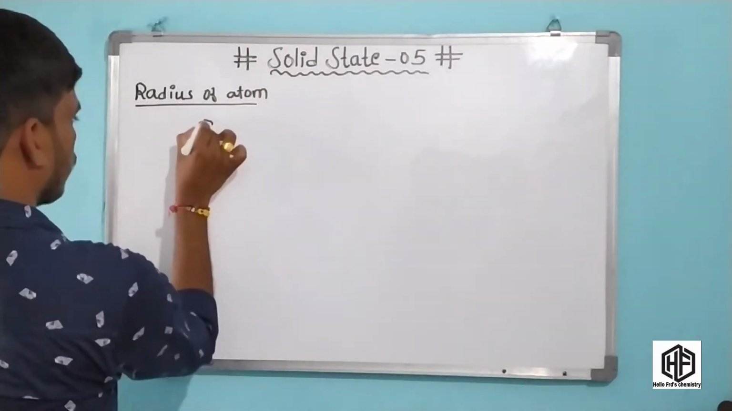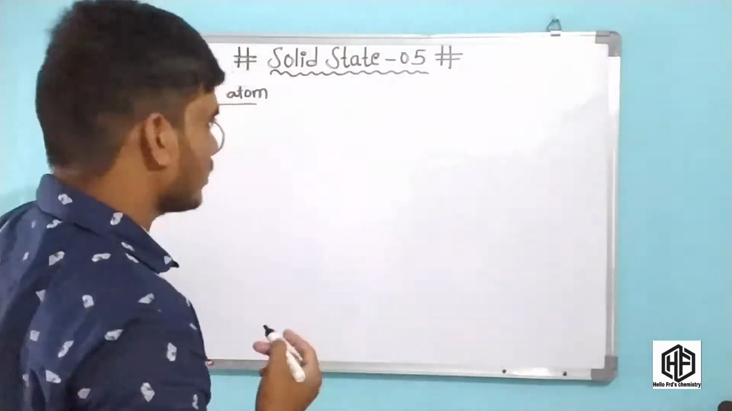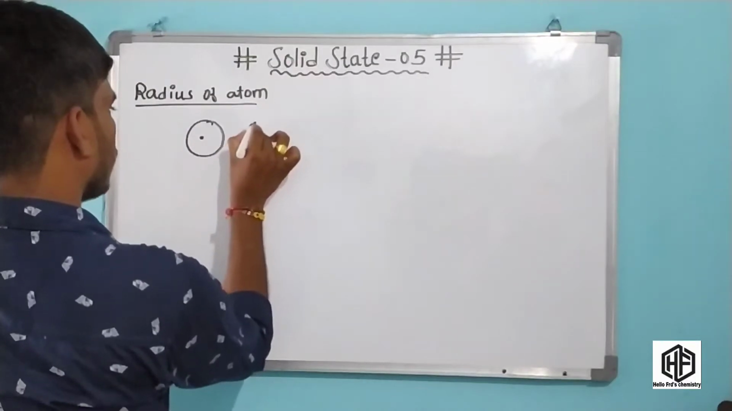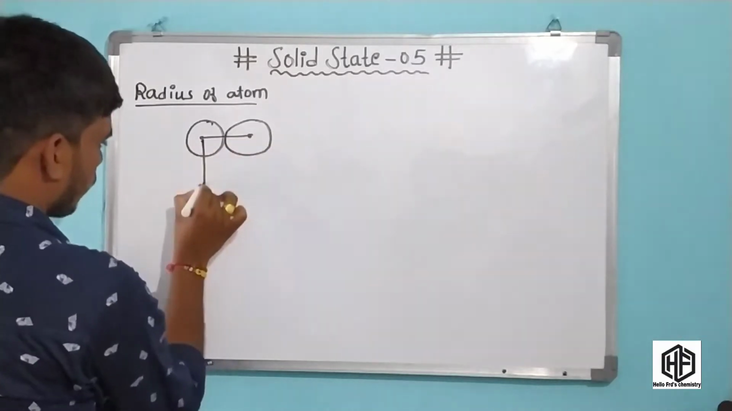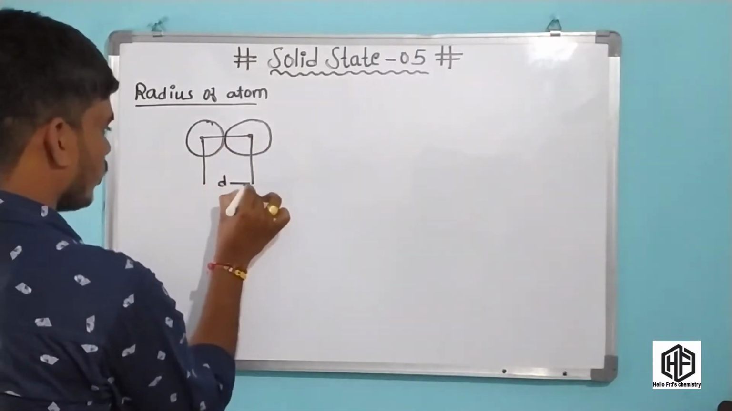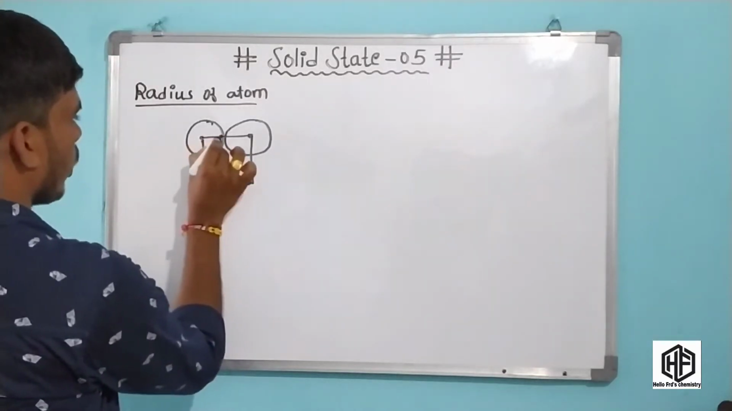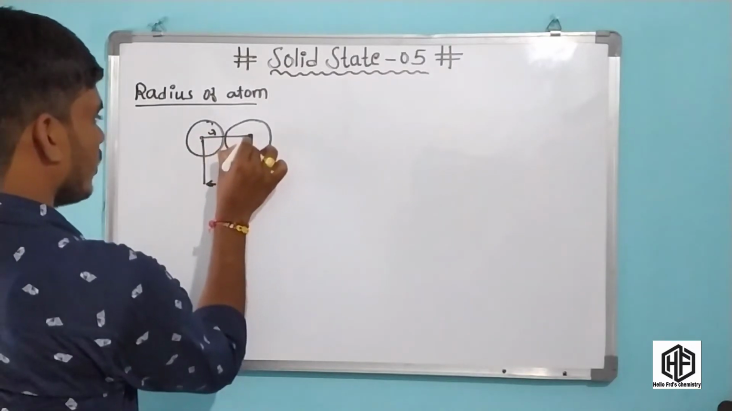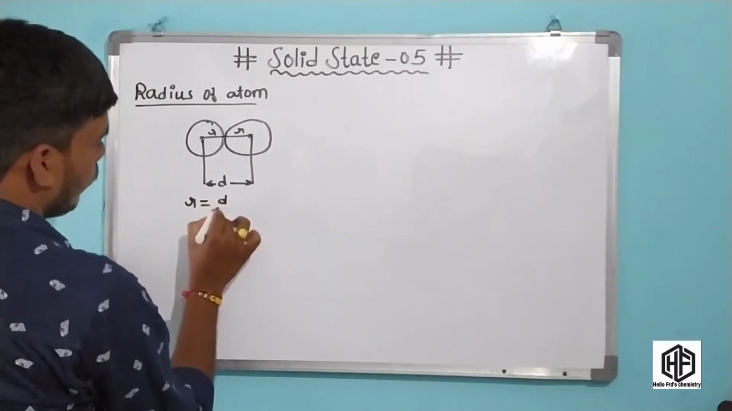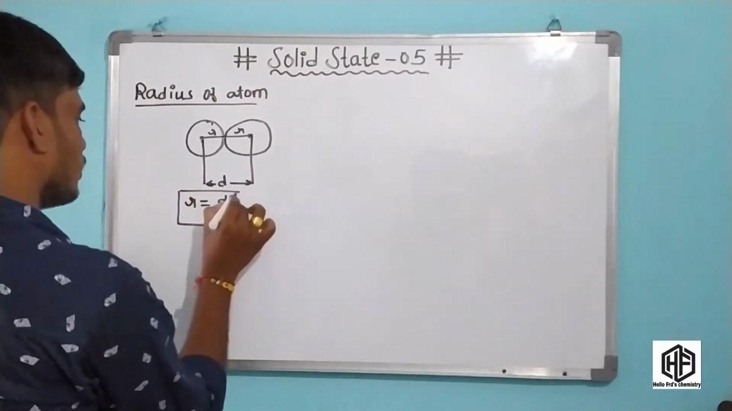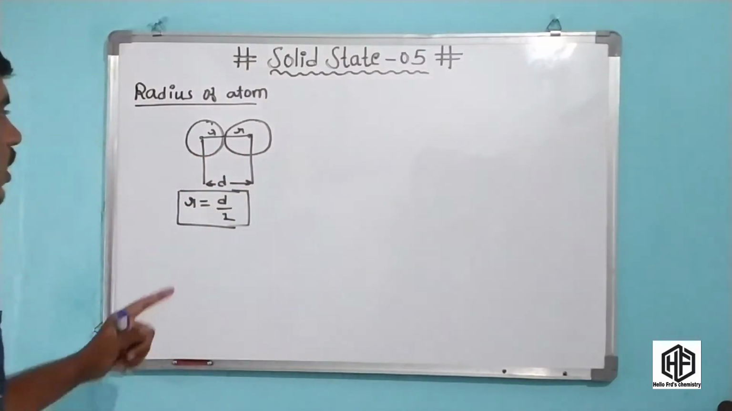Friends, this is one constituent particle, and these atoms are spherical in shape. This is another constituent particle. They are closely packed to each other, and this is the distance d between the centers of these two atoms. From the center point to here is the radius r, and from this center point to here is also the radius r. It means radius r is equal to d by 2. Okay friends, this is the radius of an atom in the constituent particles in the solid state.